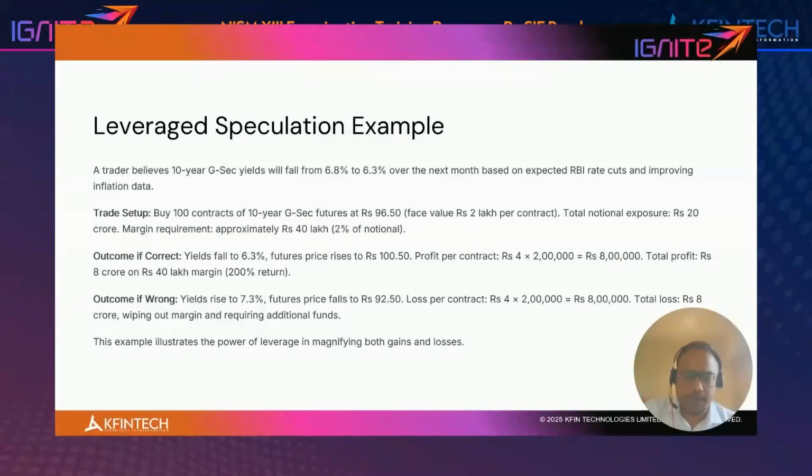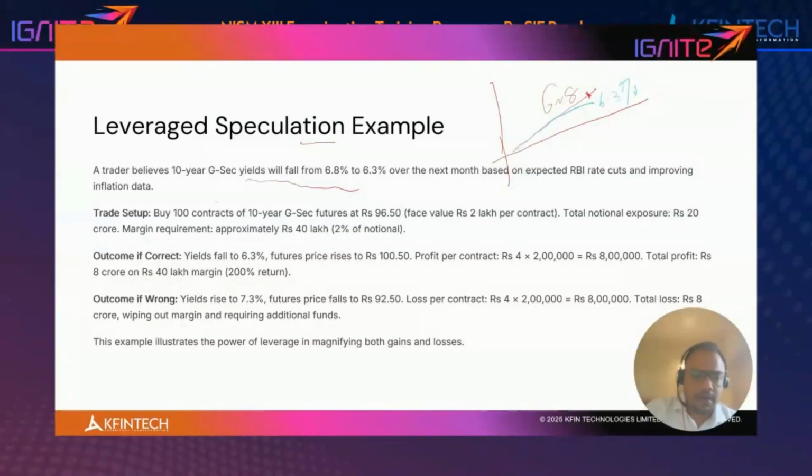So the very first one is a leverage speculation example. A trader believes that the 10-year G-Sec yield will fall from 6.8 to 6.3. So here is the yield curve. 6.8 is current. The trader feels that the yield will go to 6.3. This is the expectation.